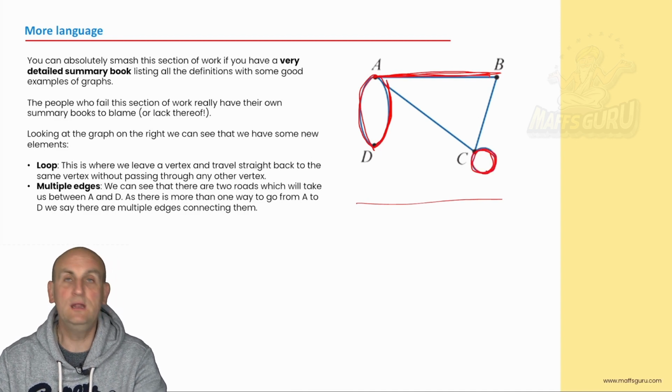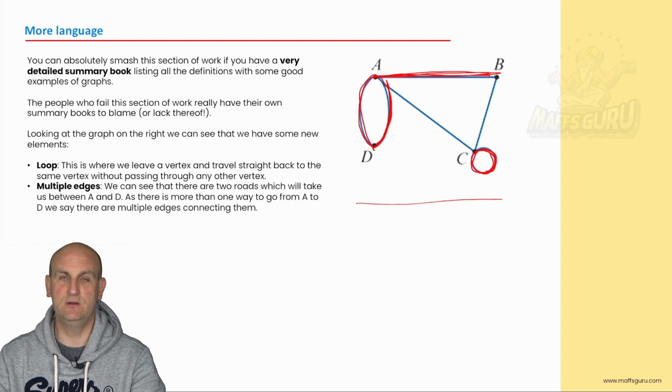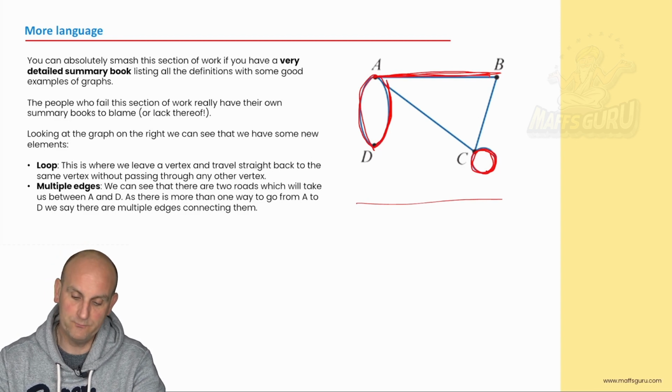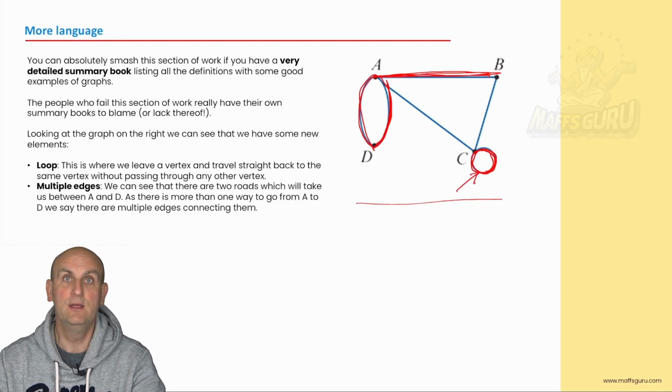That seems really pointless in real life, doesn't it? It seems like a roundabout, just going round and round. But every now and again, we may meet a situation where we have a loop. And that thing there is called a loop. Why? Because it looks like a loop. Right? And what that means is it is a connection from one point to the other that doesn't really go through any other point. Yes?